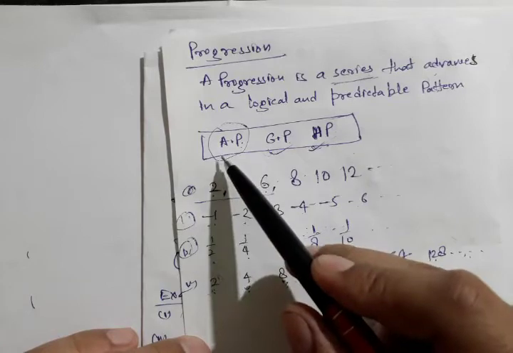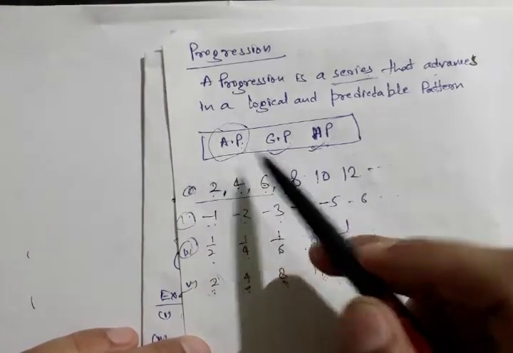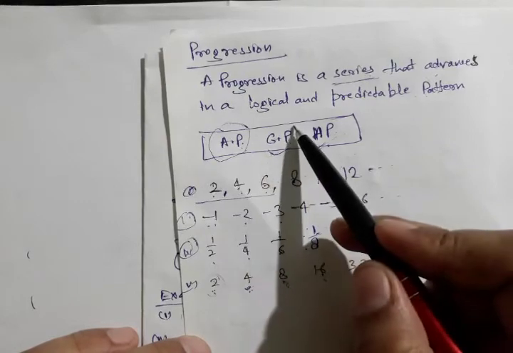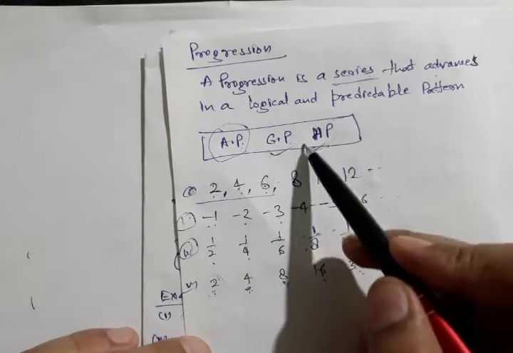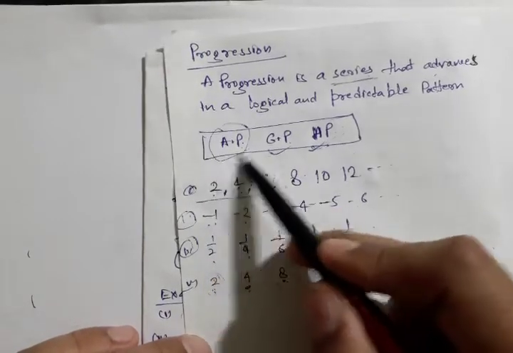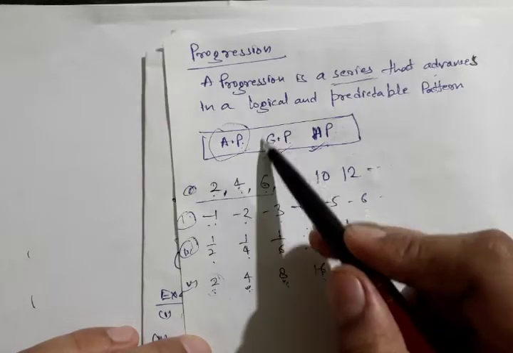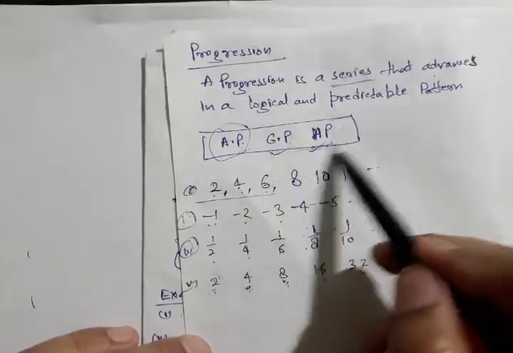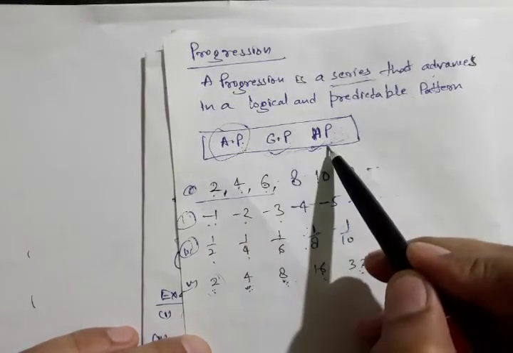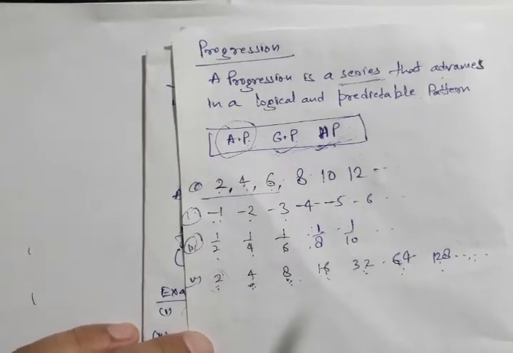Generally there are three types of progressions. First is AP, arithmetic progressions. Second is GP, geometric progressions, and the third one is HP, harmonic progressions. Here in 10th class we will discuss AP, arithmetic progressions. In 11th and 12th class you will learn about GP and HP. Getting this or not? So here in 10th class we are going to discuss AP.